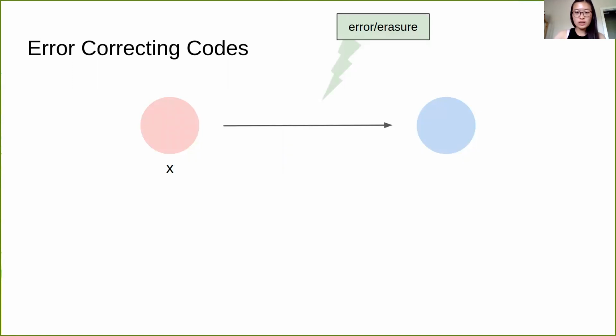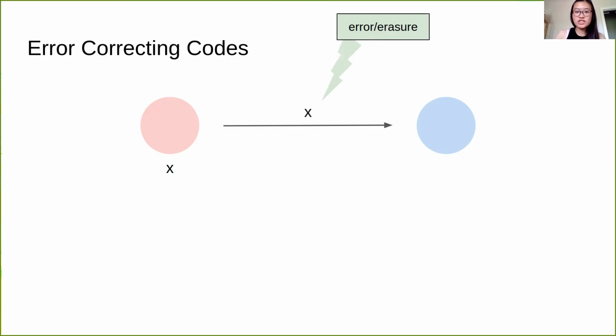So for today, our channel is made noisy, which means that there's going to be either errors or erasures happening. Errors are simply bit flips. You take a bit and you replace it by the other bit. And erasures are you take a bit and you erase it, and then instead you have an empty slot saying that there was a bit here, but you don't know what it was.